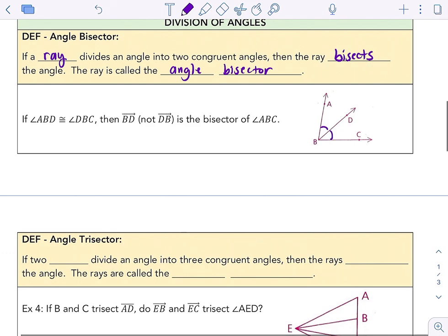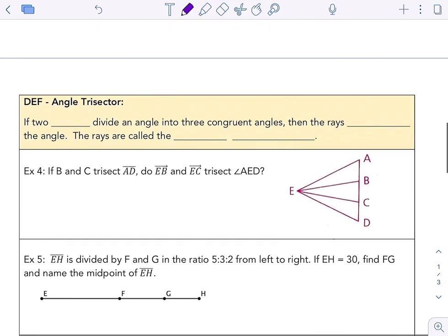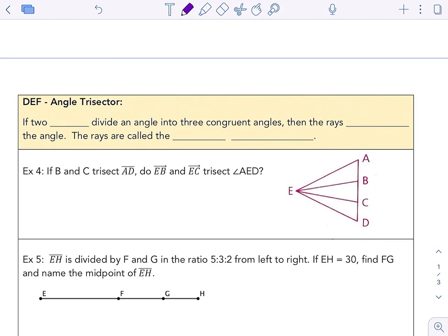All right, just like we can bisect and trisect a segment, we can bisect and trisect an angle. So let's look at our angle trisector vocabulary, and this is going to be our last definition for these notes. So for a trisector, here's our definition. If two rays divide an angle into three congruent angles, then the rays trisect the angle. And these rays are called angle trisectors.